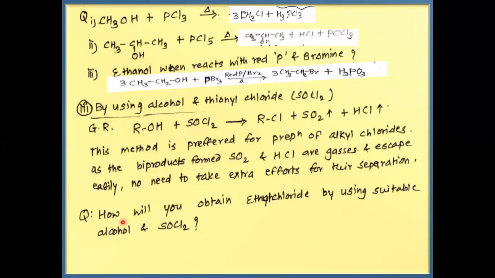See, how will you obtain ethyl chloride by using a suitable alcohol and thionyl chloride? So ethyl chloride we have to prepare. Try to solve this example, write the chemical reaction. The desired product is ethyl chloride, CH3CH2Cl. So we must use ethyl alcohol plus SOCl2.